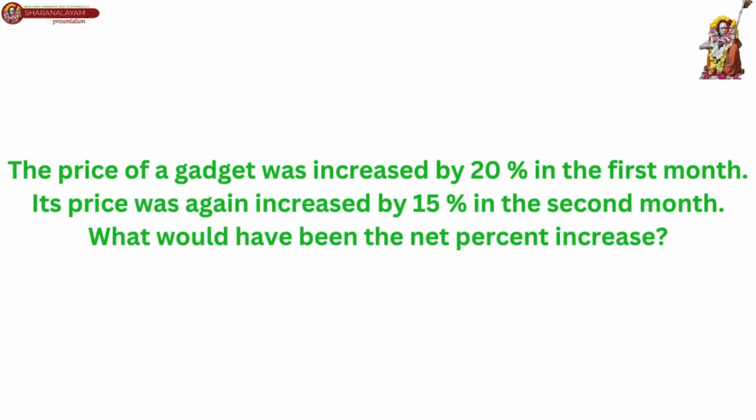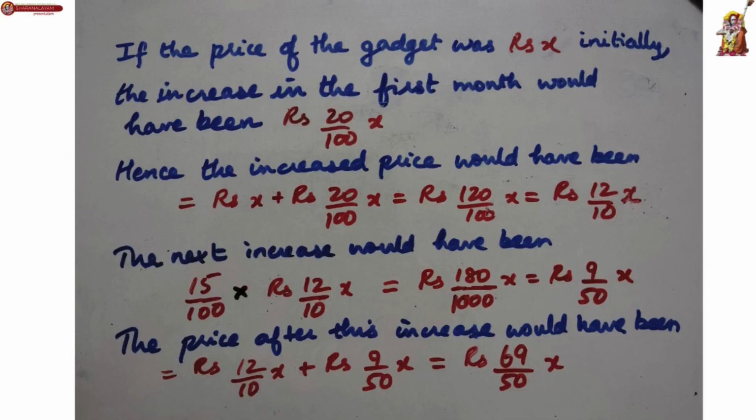Now, if the price of the gadget was rupees X initially, the increase in the first month would have been rupees 20 upon 100x. Hence, the increased price would have been rupees X, the original price, plus rupees 20 upon 100 into X, which is equal to rupees 12 upon 10x, because we get 120 upon 100, which is 12 upon 10.